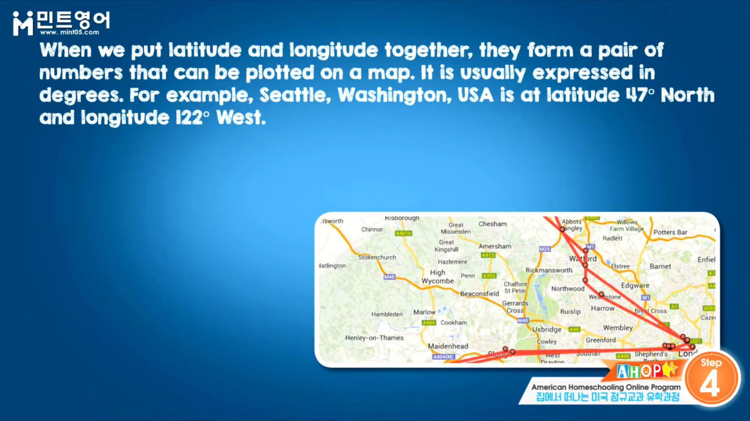For example, Seattle, Washington, USA is at latitude 47 degrees north and longitude 122 degrees west. 예를 들어 워싱턴, 미국주는 위도 47도 남쪽을 의미하며 경도 서쪽 122도를 의미합니다.